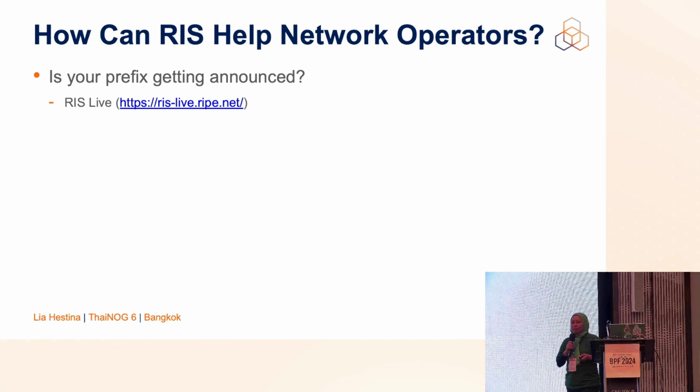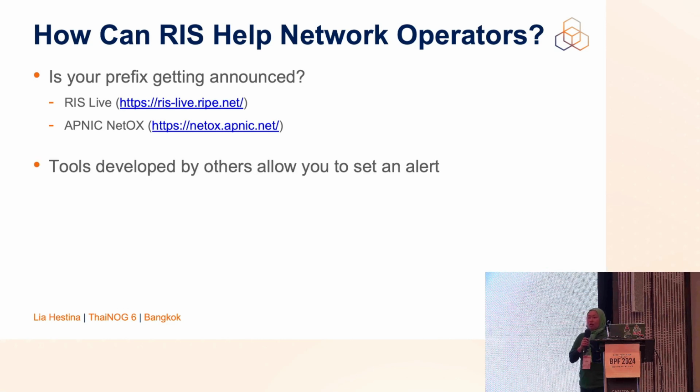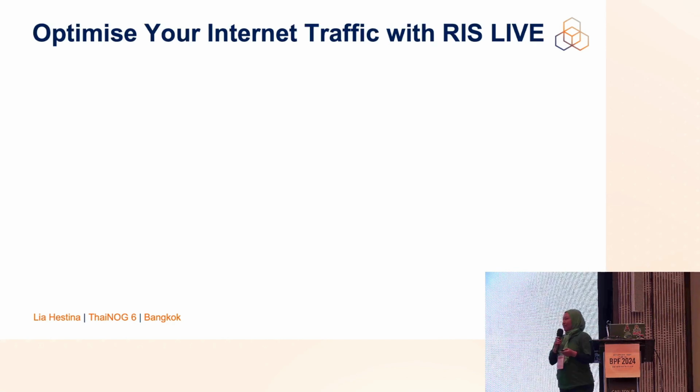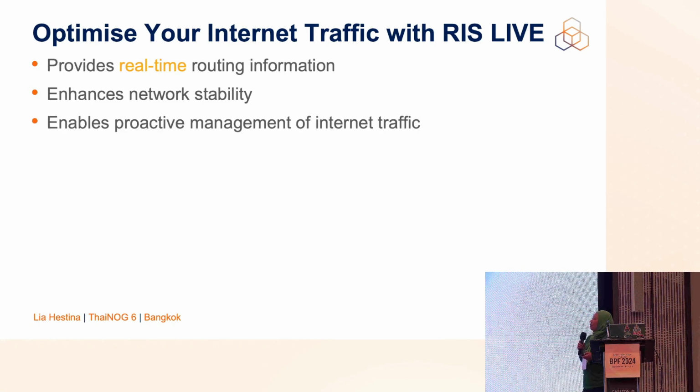We have a tool that we developed, which is called RIS Live. With RIS Live, you get live updates of BGP data. And then we have APNIC NetOX. If you know APNIC NetOX, some of the cards are also using RIS Live data. And the cool thing about RIS is that there are tools developed by community members, such as what they call BGP Alerter. It allows you to be alerted for all announcements which are unexpected. So if you monitor your prefix, for example, using BGP Alerter, if it's announced by someone else, you will be alerted. There's also BGPalerter's packet feeds. So this is what RIS can do, right? It can help you proactively manage your internet traffic.